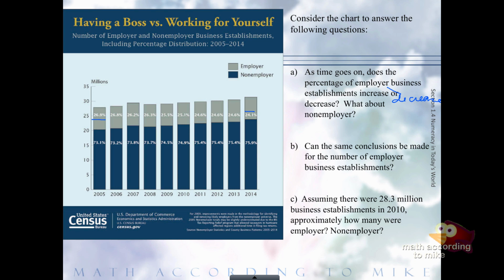Whereas for the non-employer, we start at 73.1% and we go up to 75.9%. So for the non-employer, we would say we are increasing. Awesome.